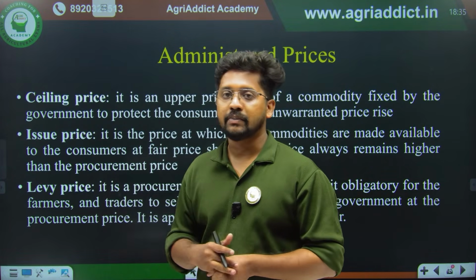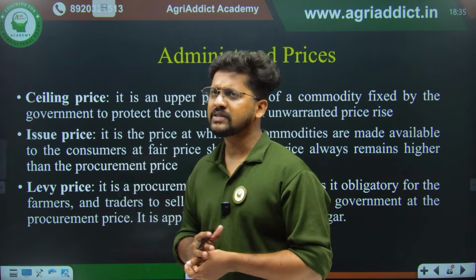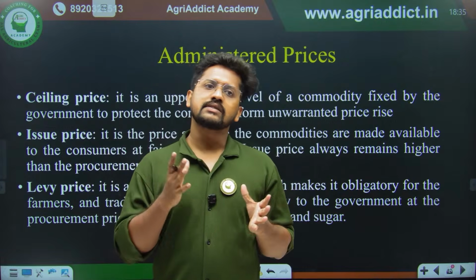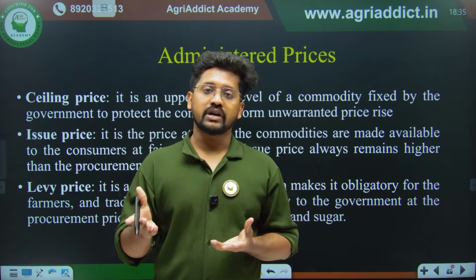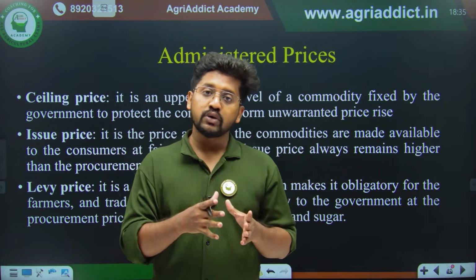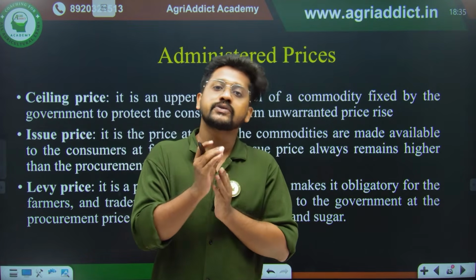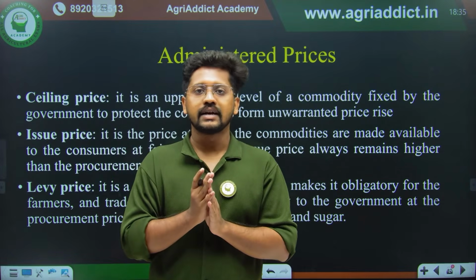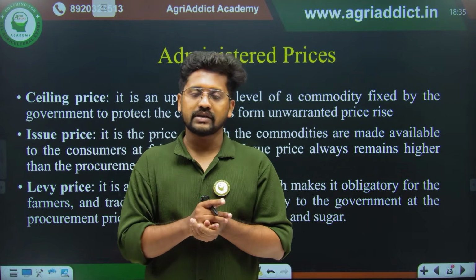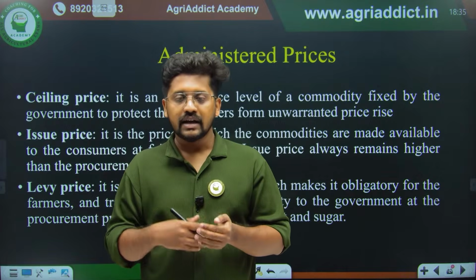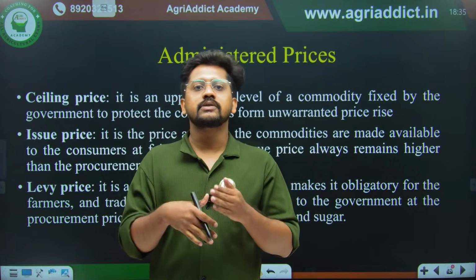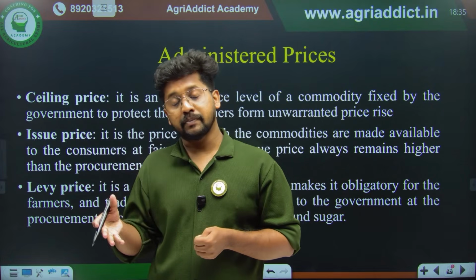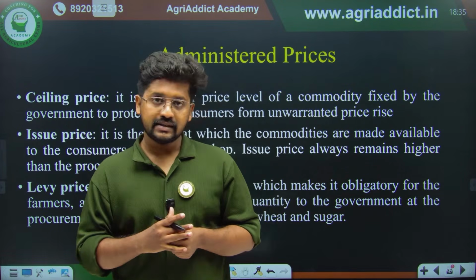Then finally comes the levy price. What is levy price? In the case of a bumper harvest, some of the traders as well as the big producers, maybe some progressive farmers, will be bound to sell a particular portion of their produce to the government. It is a kind of levy, a compulsory contribution. They should sell it. It is not compulsory for small and marginal farmers. So the levy price is the price the government gives for this compulsory contribution of produce sold to it.